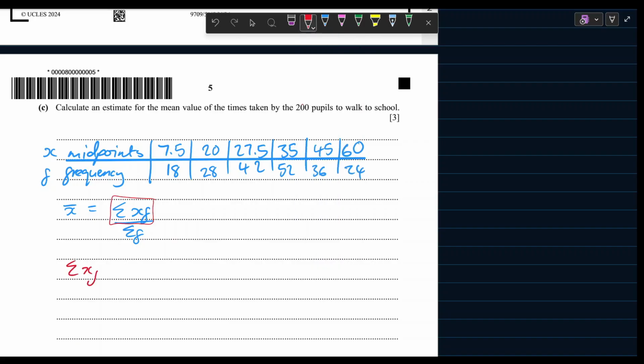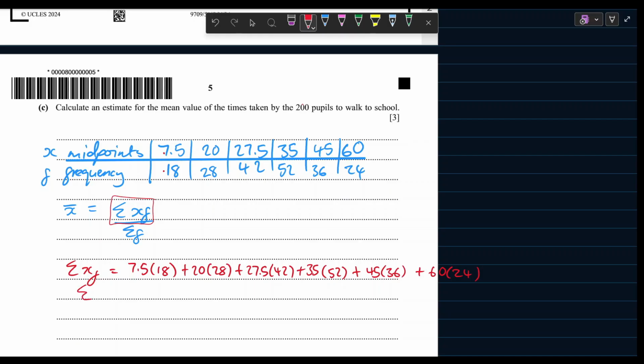That's the summation of xf is equal to, it's going to be x times f, so 7.5 times 18, plus 20 times 28, plus 27.5 multiplied by 42, plus 35 times 52, plus 45 times 36, plus 60 times 24.